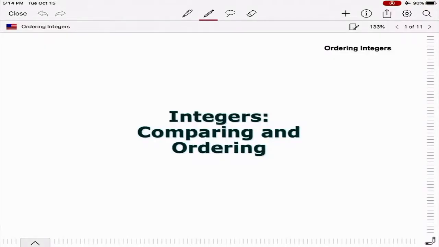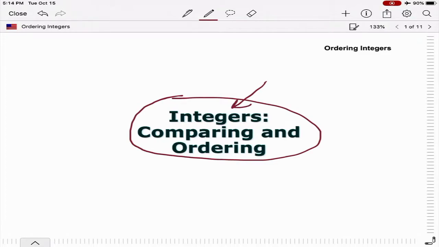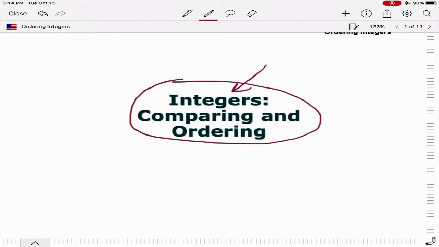All right, so this is our last lesson for prior knowledge. We just need to know how to order and compare integers. So first, let me go over what an integer is. An integer is a number that does not have a decimal or a fraction.